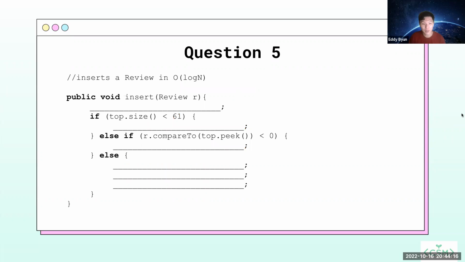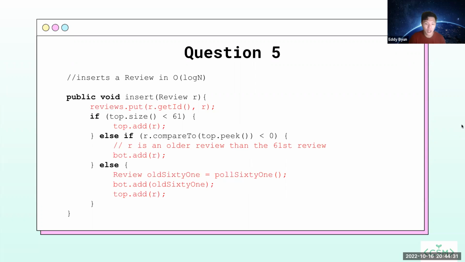Let's move on to the insert method, and recall that the insert method inserts a review in big O of log n time. And again, I'd recommend working on this on your own, and I'll spoil the solution in 3, 2, 1. Okay, so hopefully this is what we got. So the first step into inserting is we need to put the review into our hash map. So we call reviews.put r.getID r. So if the top heap has less than 61 reviews, all we need to do is add r to our top heap, and there's nothing else to do.